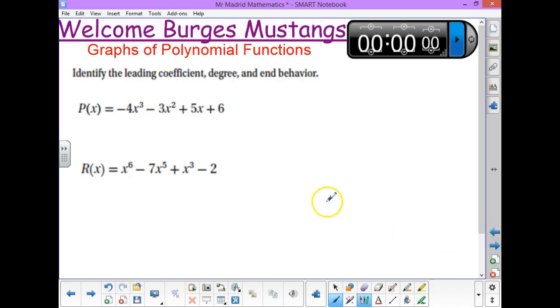Now in this case, they want us to identify the leading coefficient. Pay attention. To find the leading coefficient, you need to find the x with the highest degree. So here it is. The leading coefficient is the number in the front, so it'd be -4. The degree there, which is my focus, is 3.